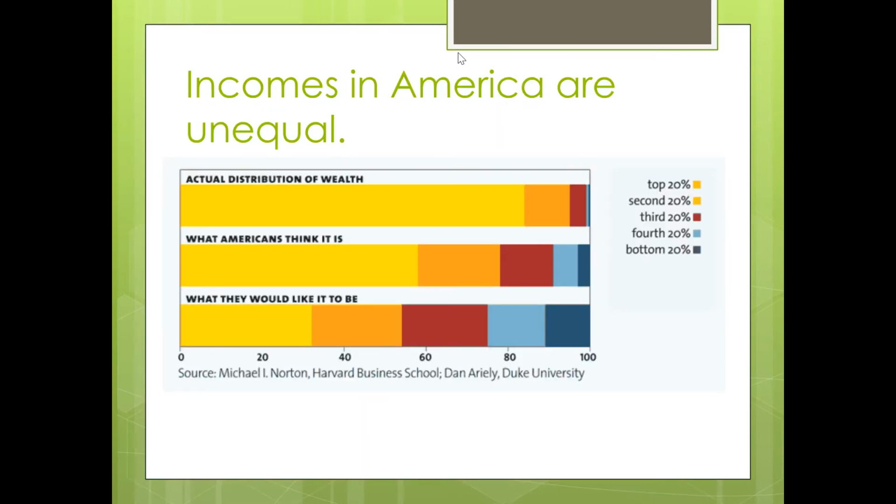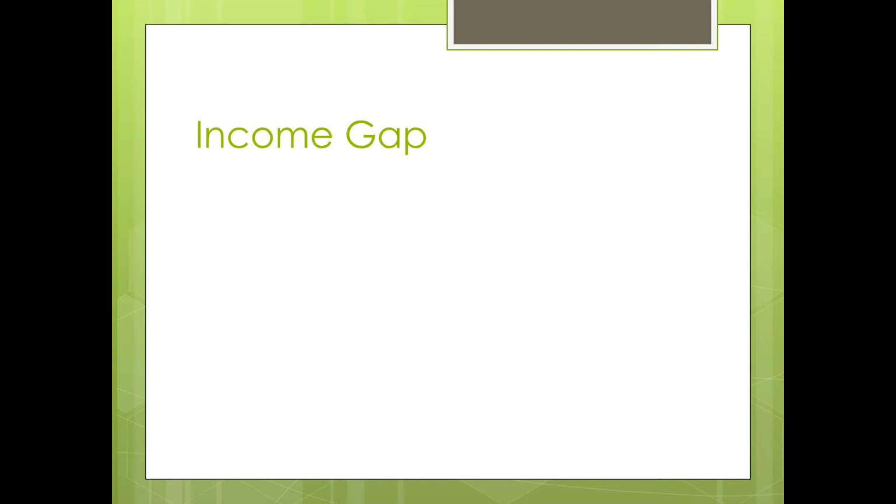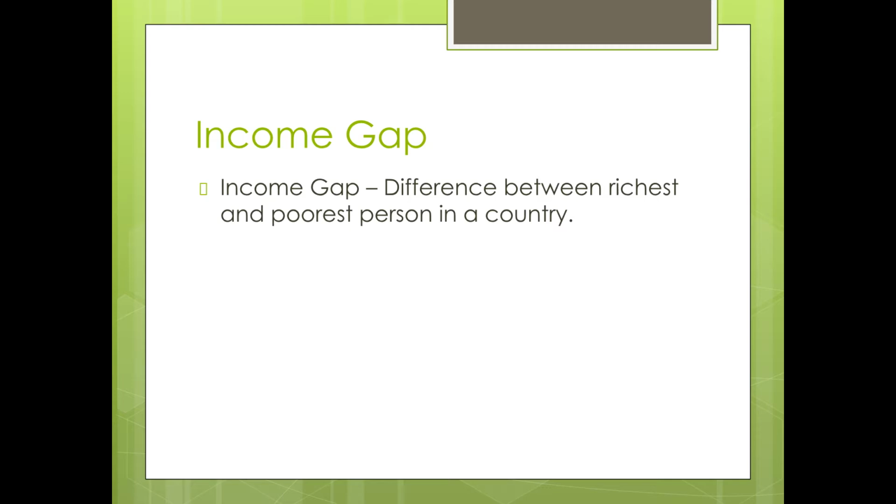this top level, the actual distribution of wealth. The top 20% holds more than 80% of the wealth. So there's definitely an income gap in America. There's a big difference between the richest person and the poorest person. That's what an income gap is. It's simply the difference between rich and poor in a country.